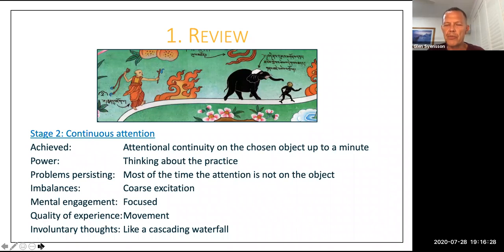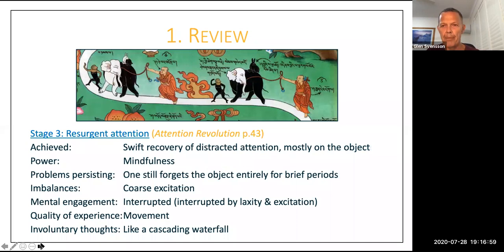And so we see this with the white on top of the elephant's head. This is the factor of stability and clarity improving a little bit. What problems persist is we're still distracted for most of the time. Therefore, the main imbalance: still coarse excitation, still focused mental engagement, a lot of effort just simply to keep focusing on the object, and similarly, cascading order of fall of thoughts, as in the first session, in the first stage.